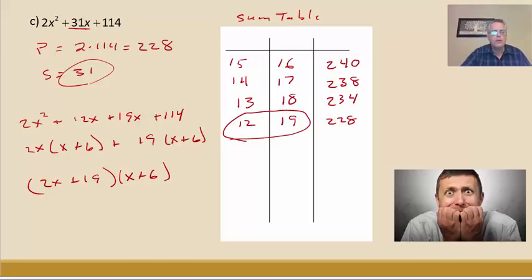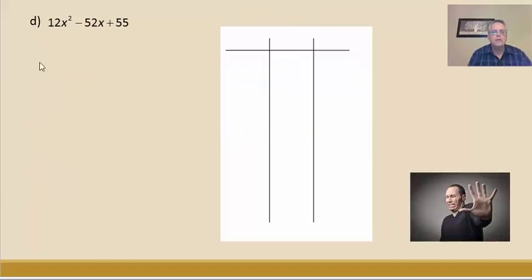All right, let's try one more example like this. Here we go. So this one has a negative in the middle, but that's fine. We can handle this. So the product is 12 times 55, which is another big number. It's 660. And the sum is negative 52.